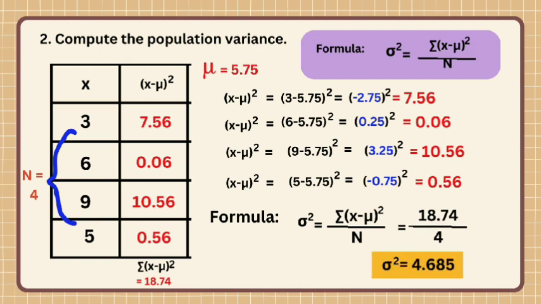Since you have the summation of (x minus mu) squared, which is 18.74, you go back to the formula for the population variance, which is the summation of (x minus mu) squared over n. So we have 18.74 over n, where n is the total number of elements in the given data, which is equal to 4. So we have 18.74 over 4, which gives us 4.685. And that 4.685 is our population variance.